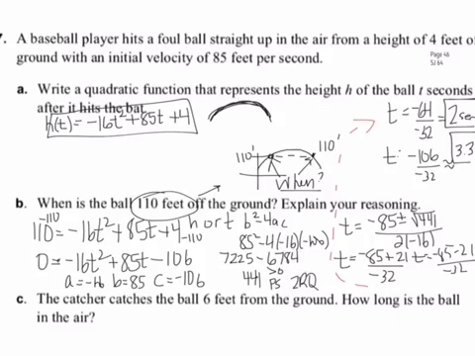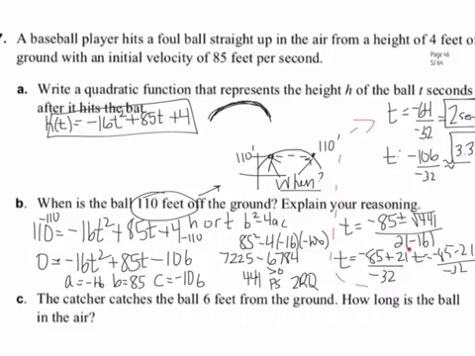Okay, so I did the quadratic formula, negative b plus or minus the square root of b squared minus 4ac, all over 2 times a. The square root of 441, it's a perfect square, is 21. So that's where this came from: negative 85 plus 21 divided by negative 32, and negative 85 minus 21 divided by negative 32. Then I ran out of space, so I went up here to the top.